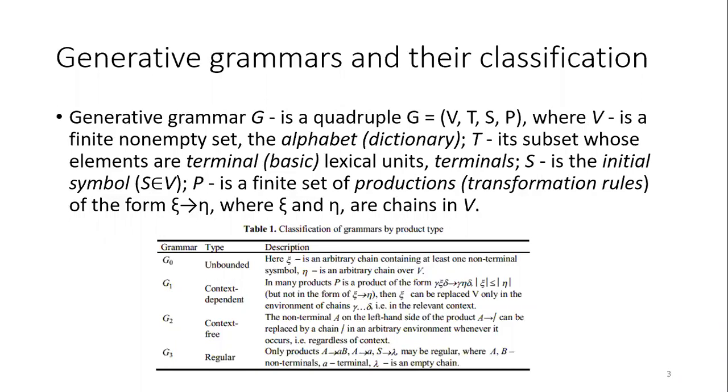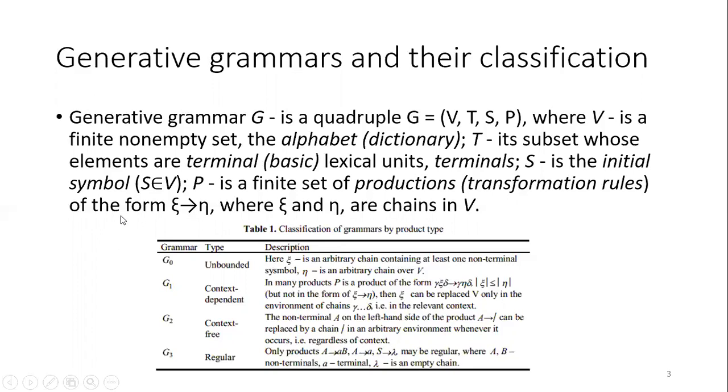First of all, a couple of words about generative grammars and their classifications. Usually, a generative grammar G is a quadruple with components V, the dictionary, T, the terminal units, S, the initial state, and P, the set of production rules from one chain of terms to another chain of terms in V, in the dictionary.